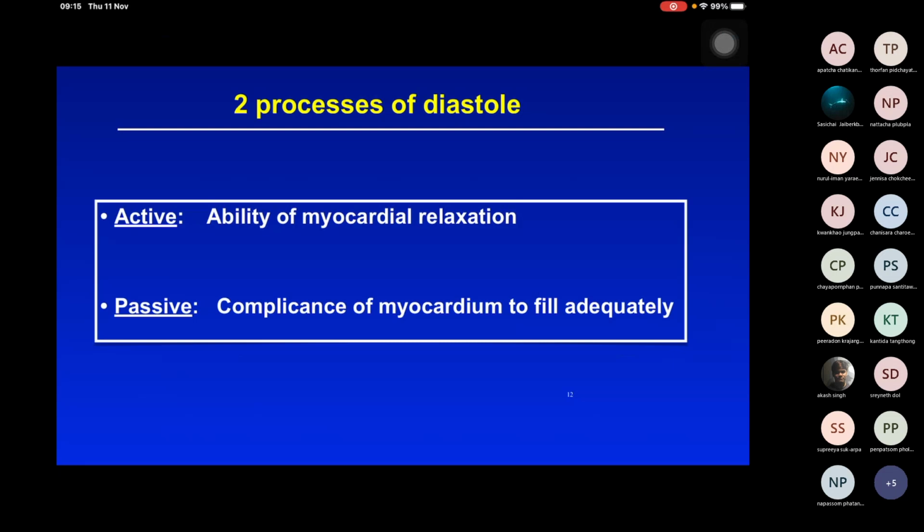Does anybody have a question? I think this is very important because this is basic physiology. For the diastole, you have to understand the four phases of the diastole before we go to how to evaluate by the echo. Does anybody have a question?